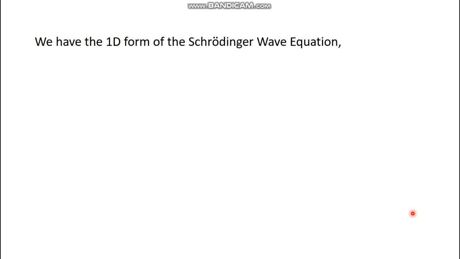Now we have the one-dimensional form of the Schrödinger wave equation, which is time independent. So let's write this equation. From the previous lectures it was mentioned as equation number 13. We have recalled this equation here, equation number 13, which is the one-dimensional Schrödinger wave equation, time independent.